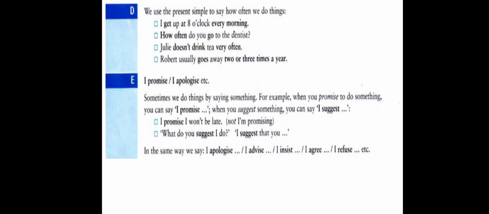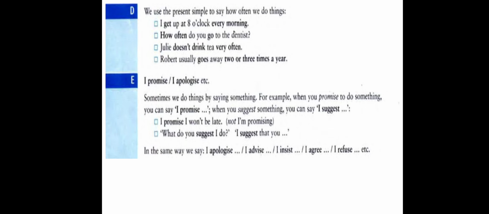Robert usually goes away 2 or 3 times a year. We have adverb of frequency usually, so we speak about repeated action. So we use present simple, and the subject is singular, so we use s with the verb, and the verb here go ends with the vowel o, so we add es. So it becomes Robert usually goes away 2 or 3 times a year.